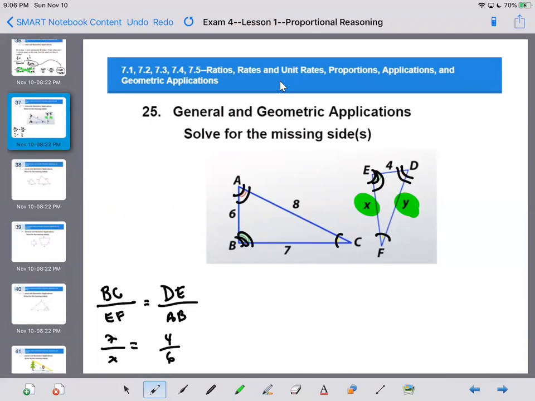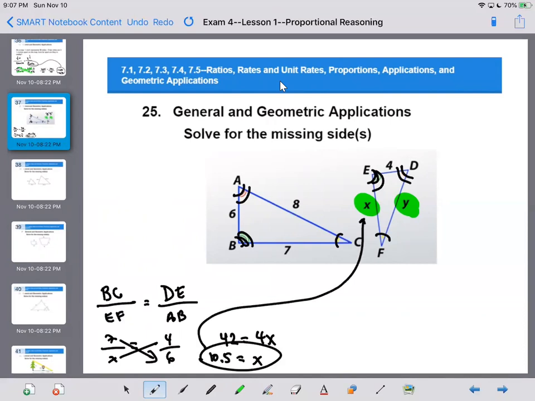So if you did some cross multiplying here, that would give you 42 is equal to 4x, and 42 divided by 4 is going to be 10 1/2. That would be the answer for X.